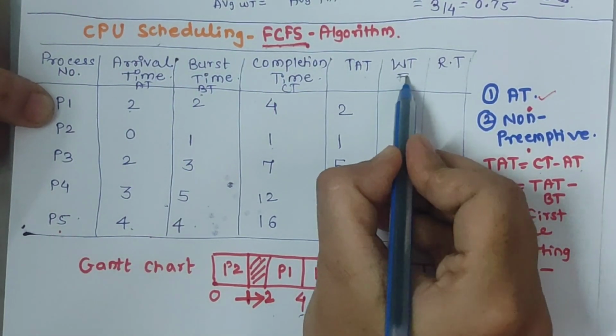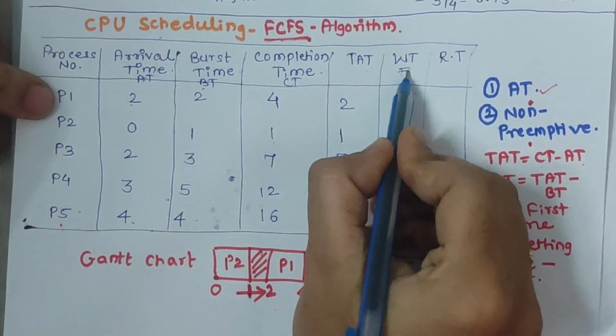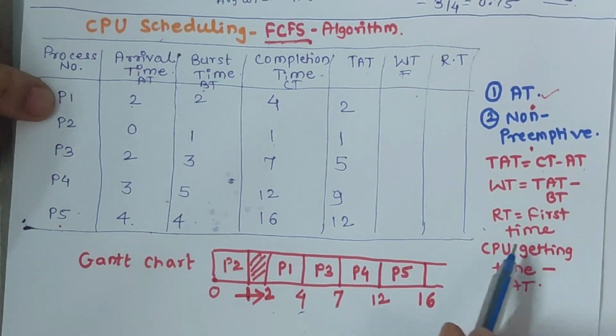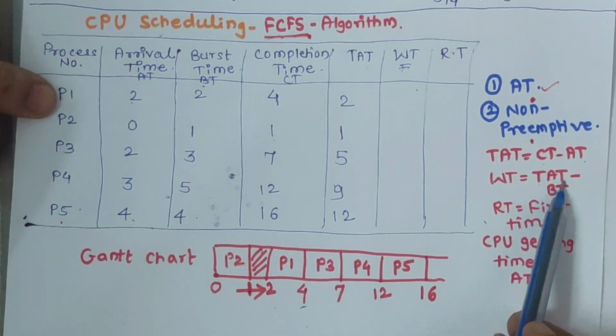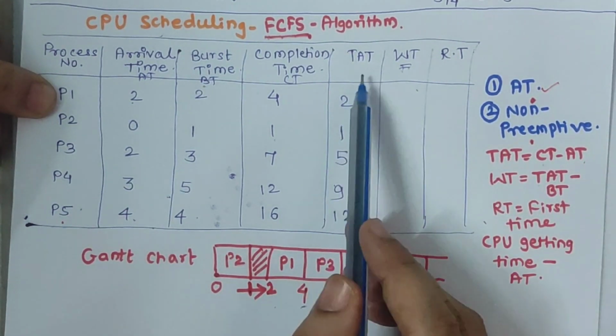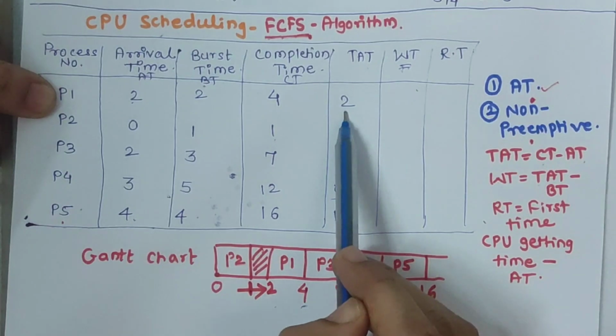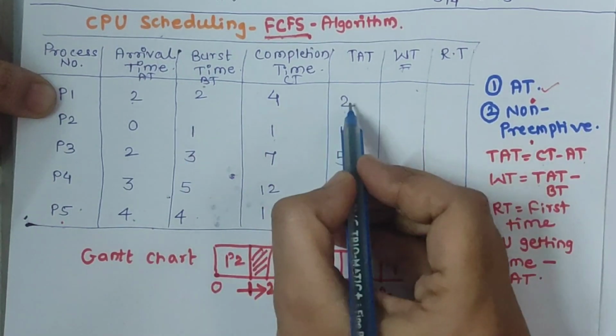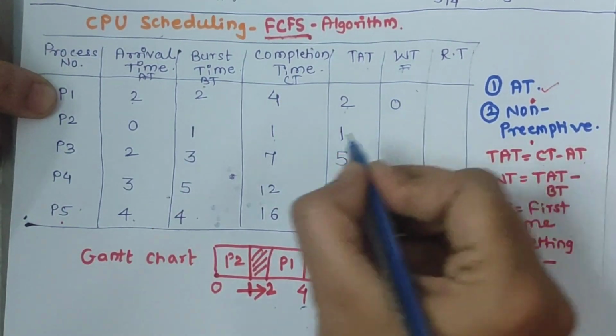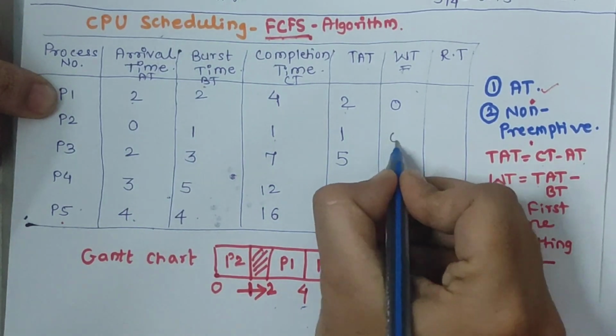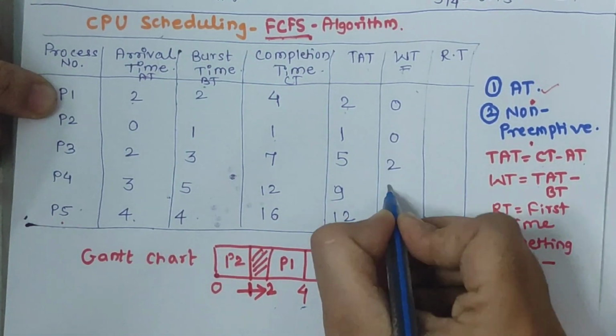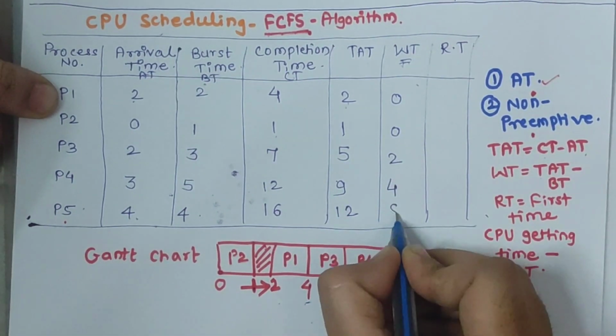Next is the waiting time. The formula for waiting time is turnaround time minus burst time. This is the turnaround time, this is the burst time. That is 2 minus 2, 0; then 0, 2, 4 and 8.